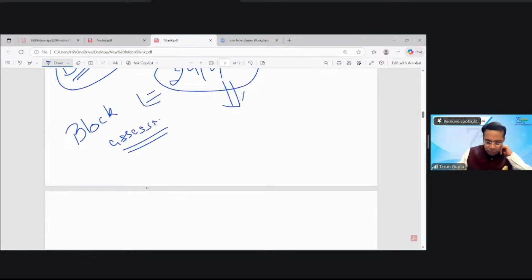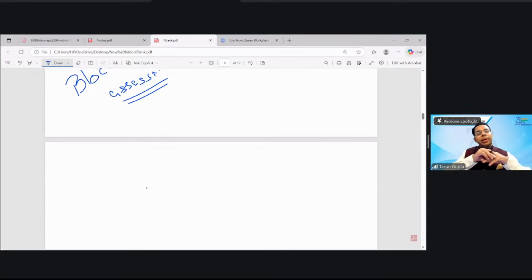So now we are on the very important thing. Till now, we have already discussed what the block period is. You understand? We have discussed the undisclosed income. Okay. We have discussed how the assessment is done in the case of search.